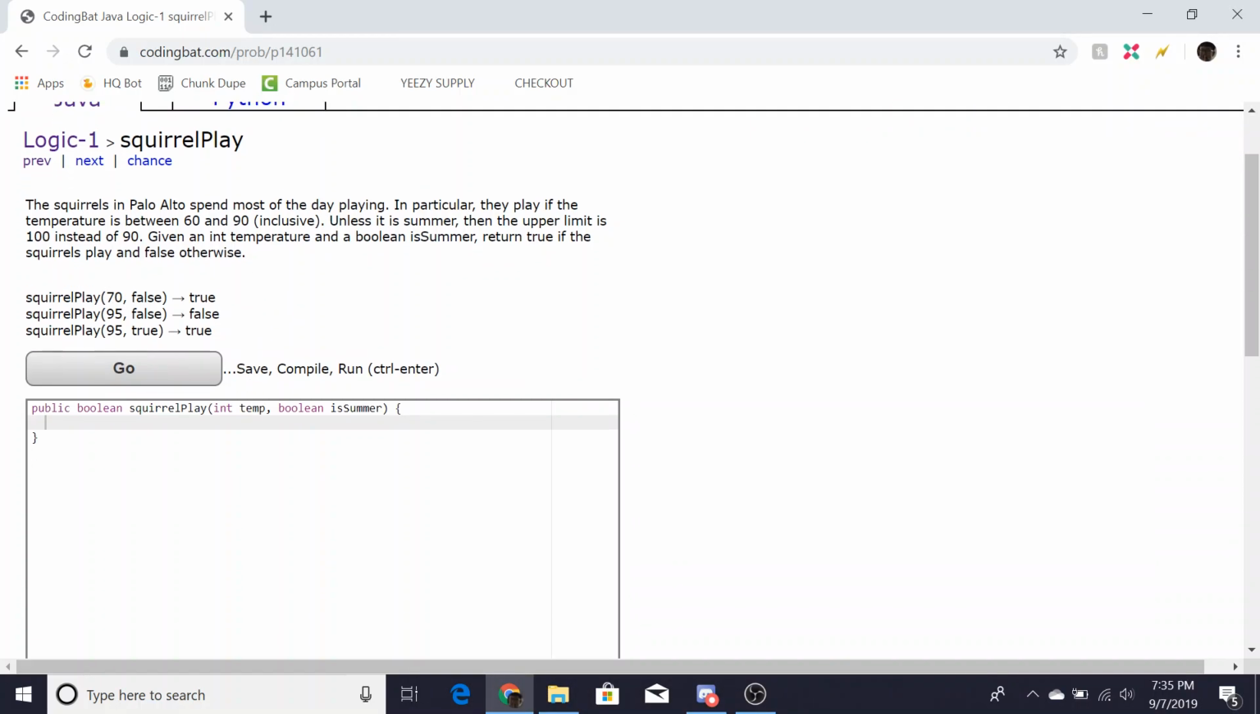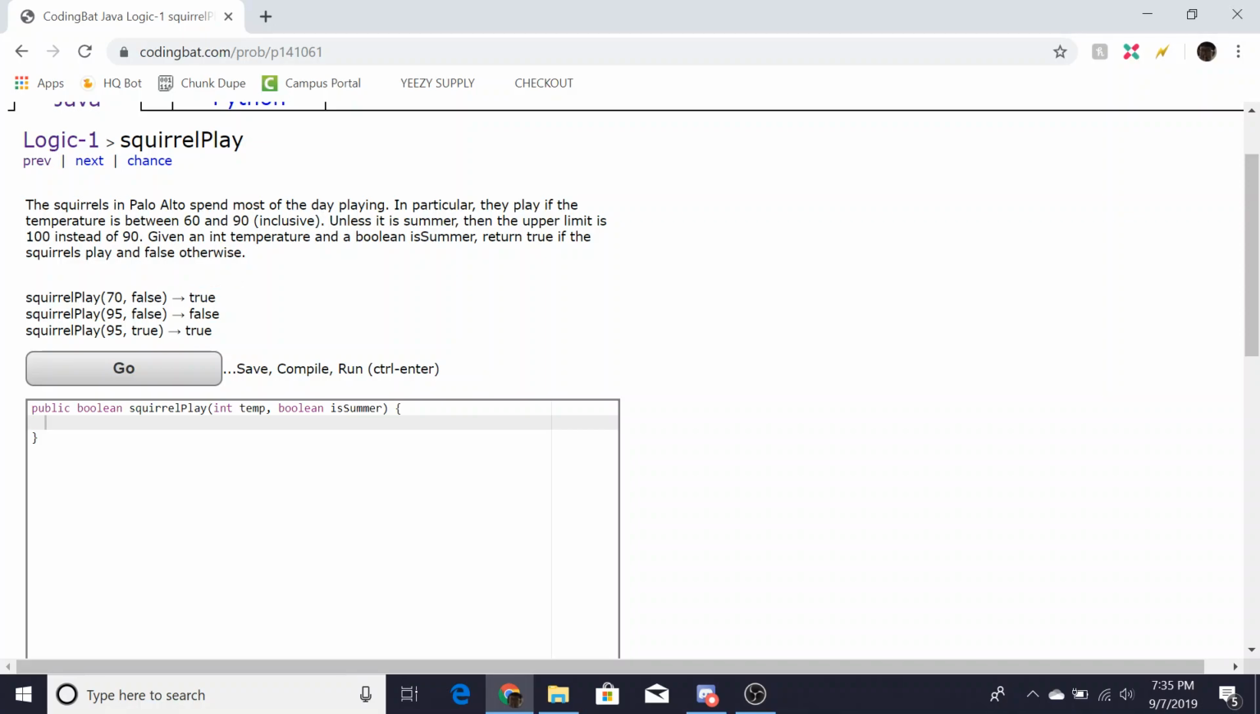So let's look at the first three examples. We got a temperature of 70 degrees, and it is not summer. Summer is false, that means, and since 70 is between 60 and 90, we get true.